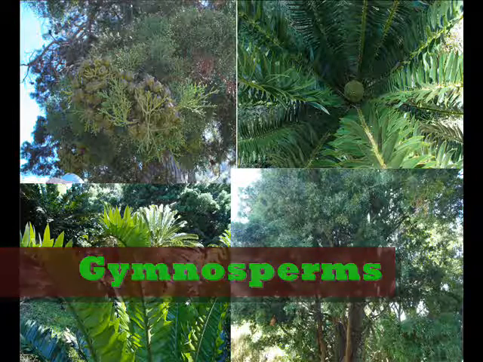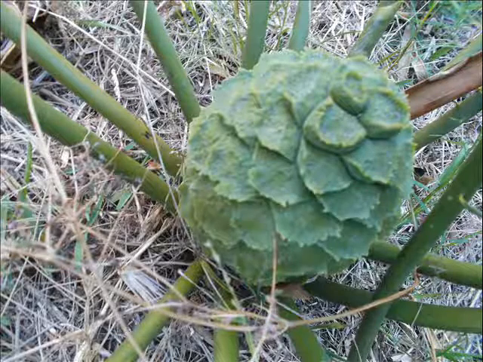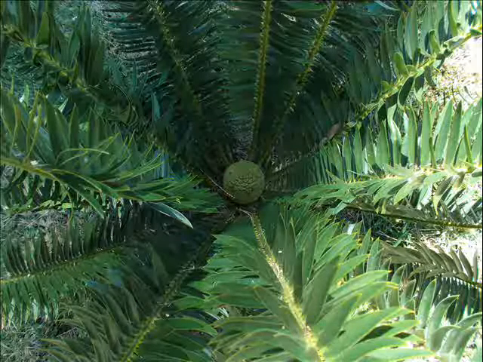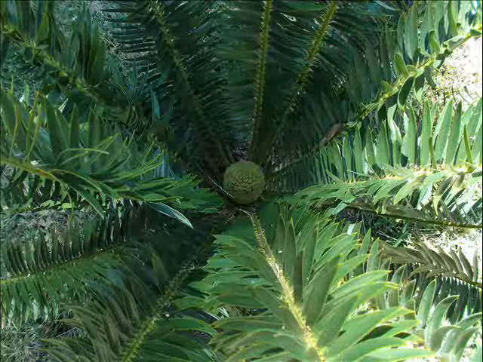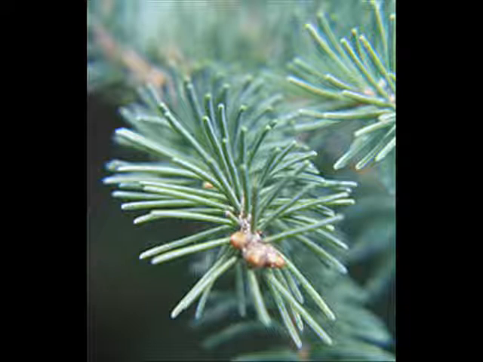Gymnosperms, the next evolutionary division, can live on land because they formed seeds. Seeds hold an embryo that is ready to grow. They can store lots of food, which helps the young plant to grow quickly and get a good start in life. They have a resistant coat to protect the seed from being eaten or destroyed.